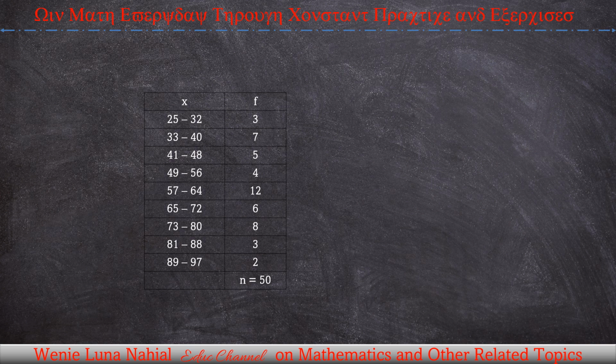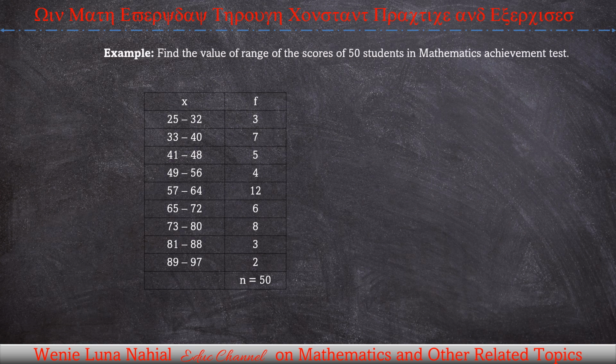Now we have here an illustration. Find the value of the range of the scores of 50 students in a mathematics achievement test. Now, the test scores of the students are presented in this illustration as grouped data. Our lowest category is 25 to 32, and the highest category is 89 to 97. The number of observations is 15.